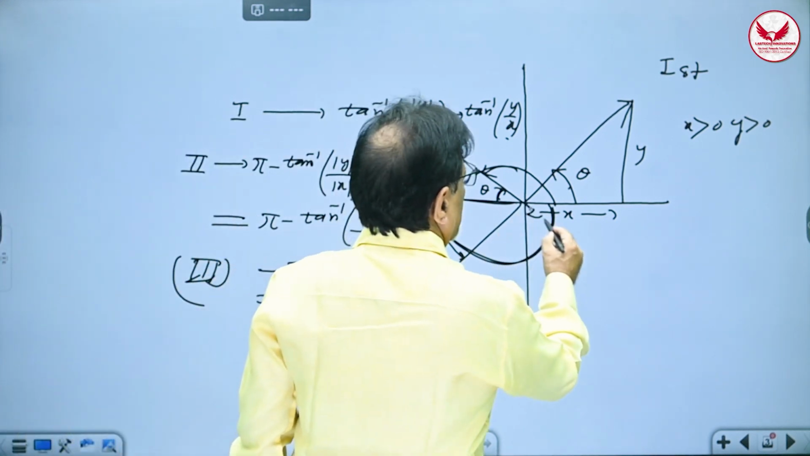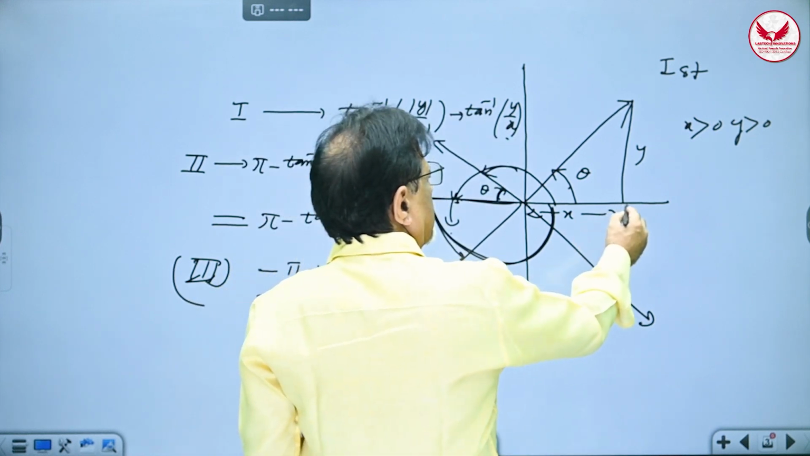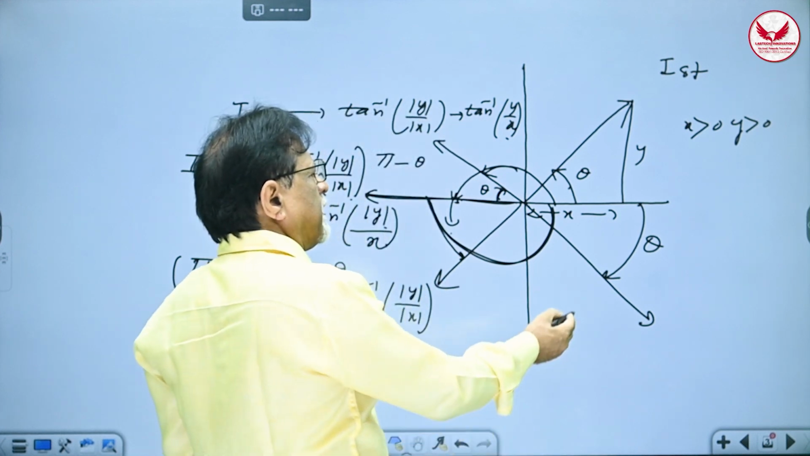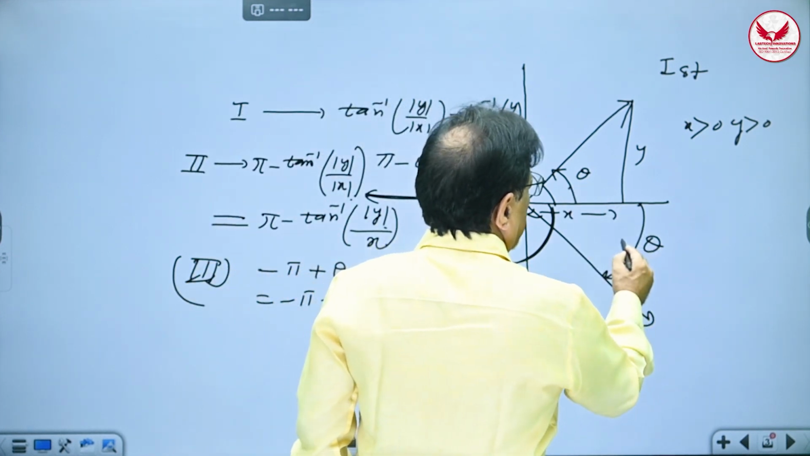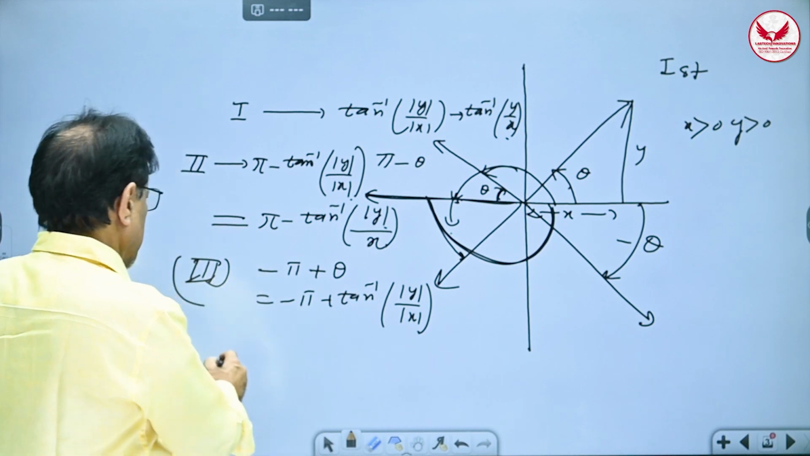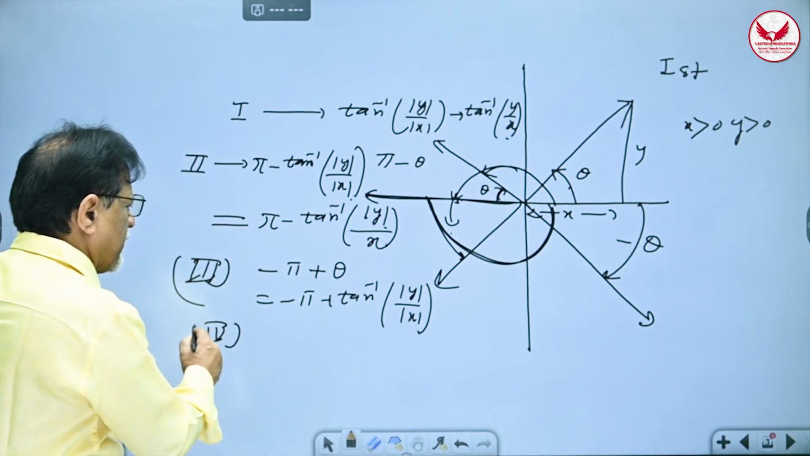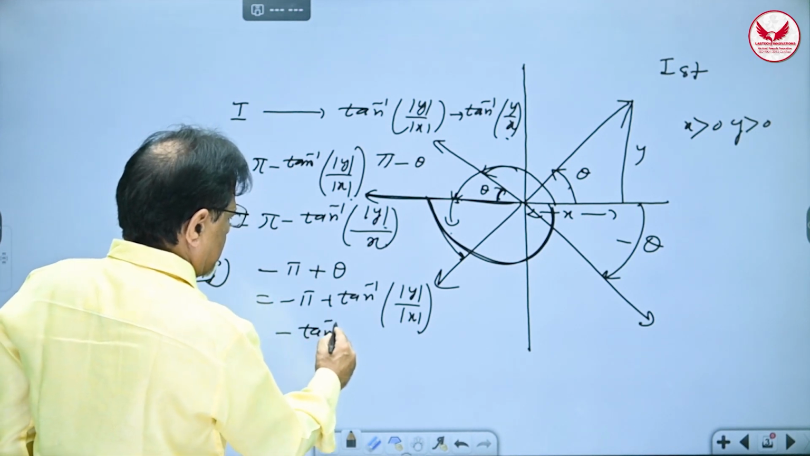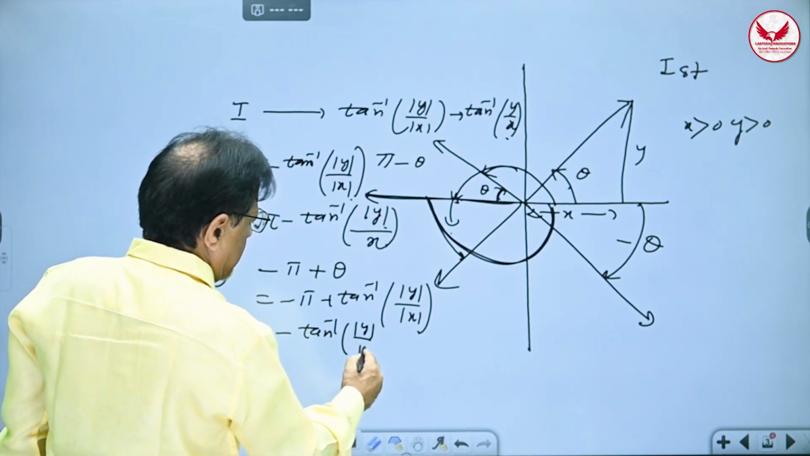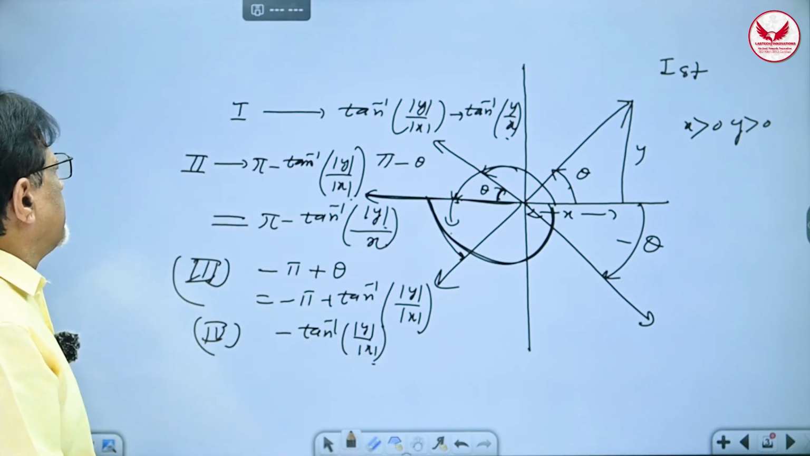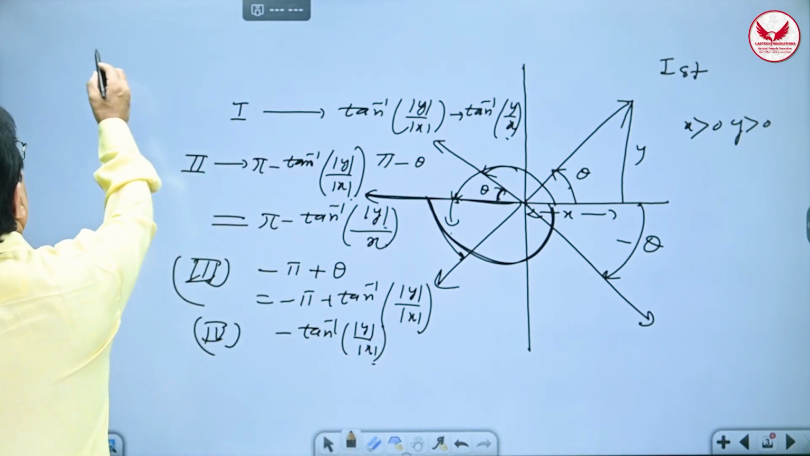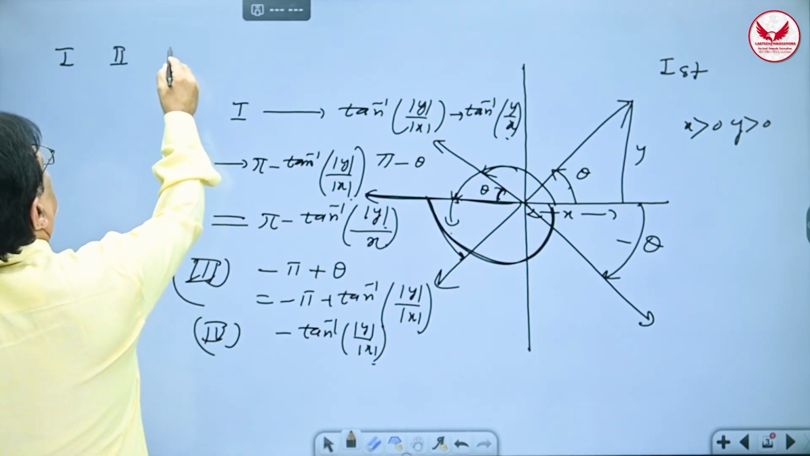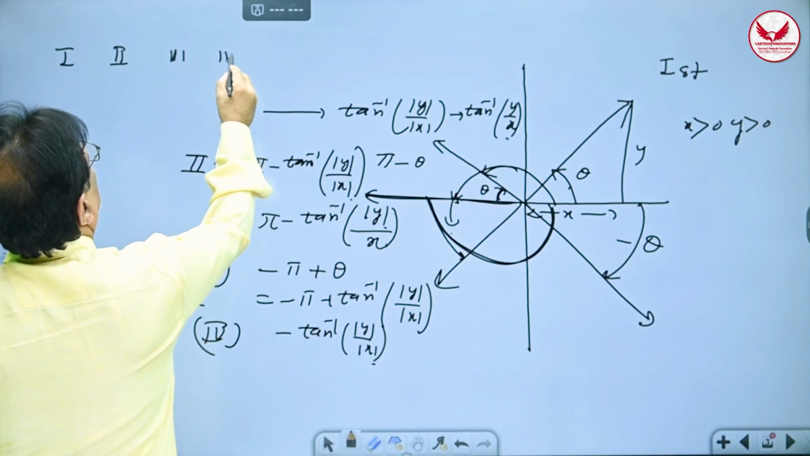Now if I come to the fourth quadrant, very simple, I'll have to go like this. That means this is the angle theta, and this angle is simply in the anticlockwise direction, so it will be minus of theta, right? So in the fourth quadrant, the principal value of argument is minus tan inverse of mod of y upon mod of x. Correct? So, very simple.